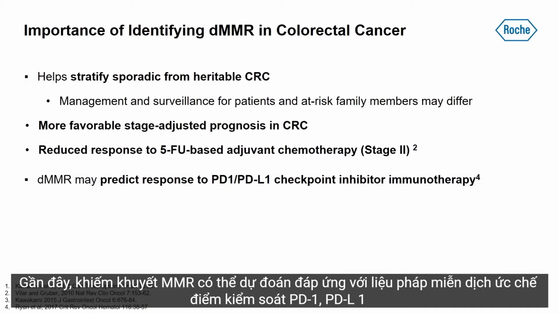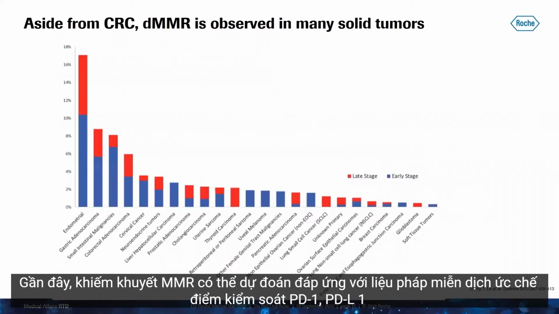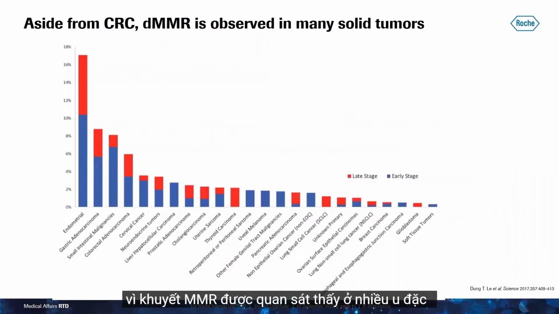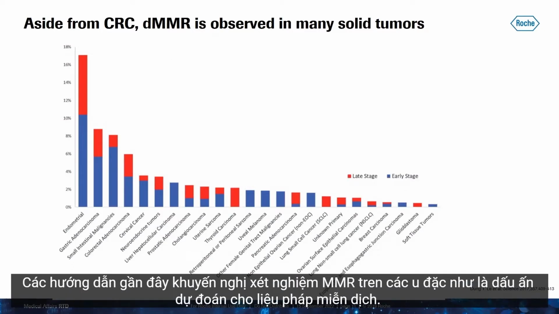More recently, deficient MMR may predict response to PD-1, PD-L1 checkpoint inhibitor immunotherapy. Because MMR deficiency is now observed in many solid tumors and is most common in endometrial and gastrointestinal cancers, recent guidelines now recommend MMR testing on solid tumors as a predictive marker for immunotherapy.